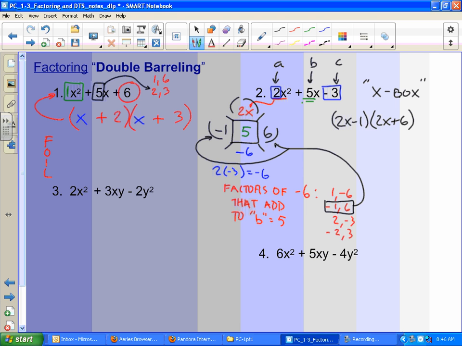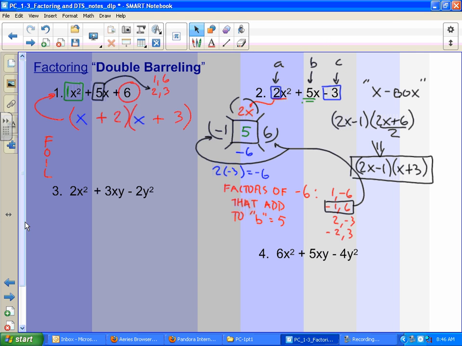If I look at 2x plus 6, I could divide out a 2. And that would give me my final answer of 2x minus 1 times x plus 3. I don't factor out the 2 and put it out in front. I literally get rid of it. And there's my answer for 2x squared plus 5x minus 3. So that's a way that you can do factoring, this double barrel type method. Besides trial and error, that's another approach that you can do for factoring.